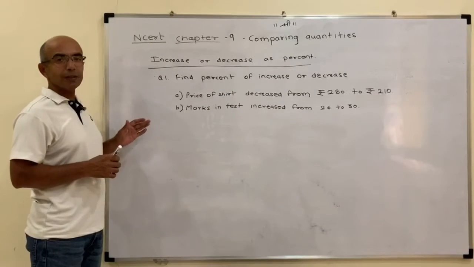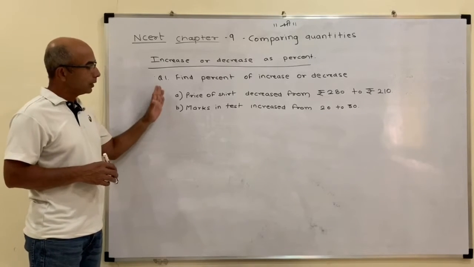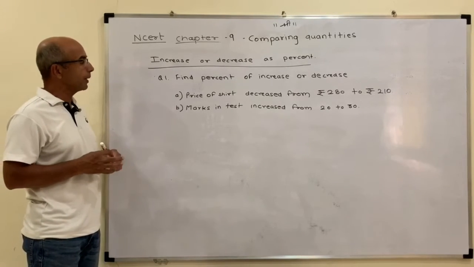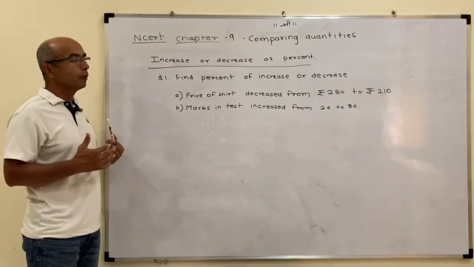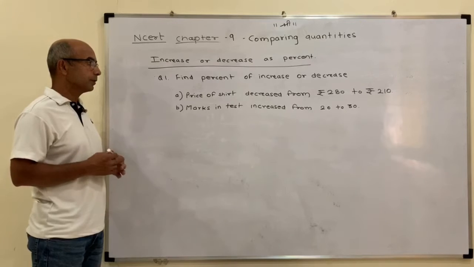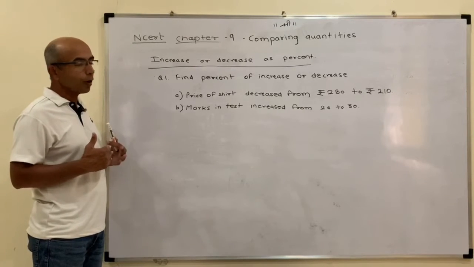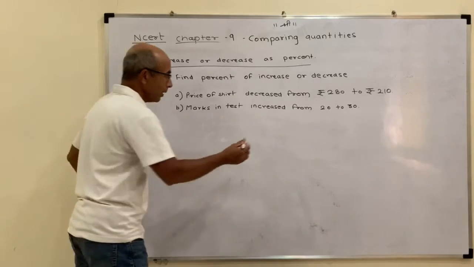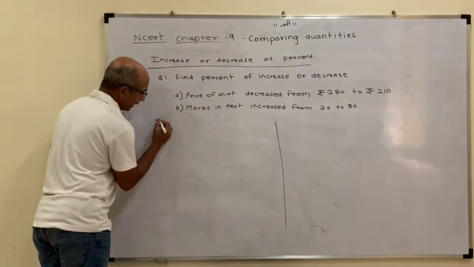Now, the question is, find the percent of increase or decrease. There are two sub-questions, A and B. A: price of shirt decreased from 280 rupees to 210 rupees. B: marks in test series increased from 20 to 30. So now I'll be doing A on this side.